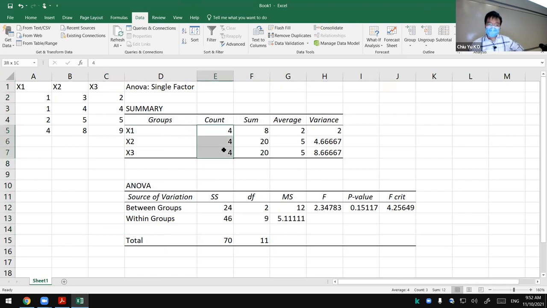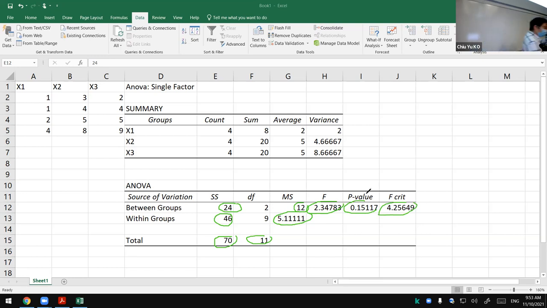So this is the count, this is the sum, this is the average and the variance, okay? This is SSW, this is SSG, okay? And then you can access within group, this is between group. This is SST, degrees of freedom, MSW, MSG, and then it's F, and then the p-value, and the critical value. So this is the same as what we do.